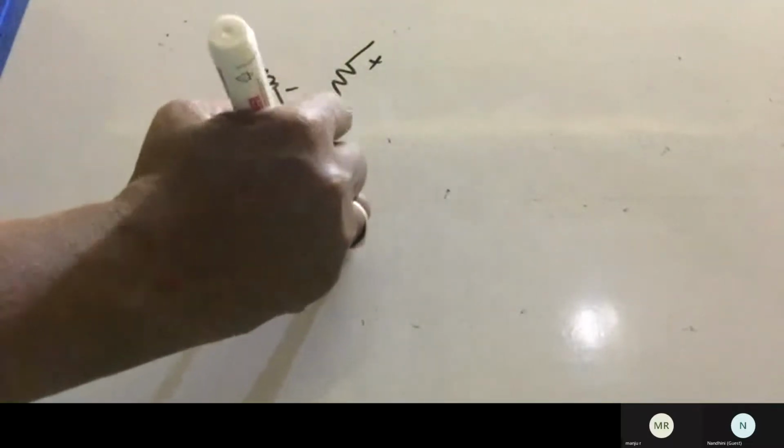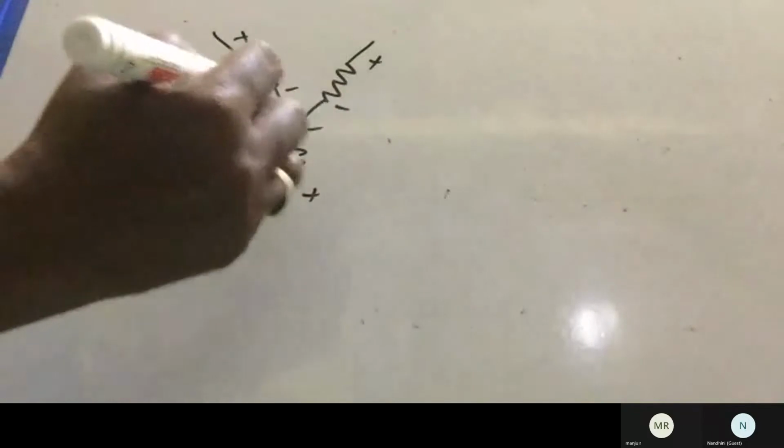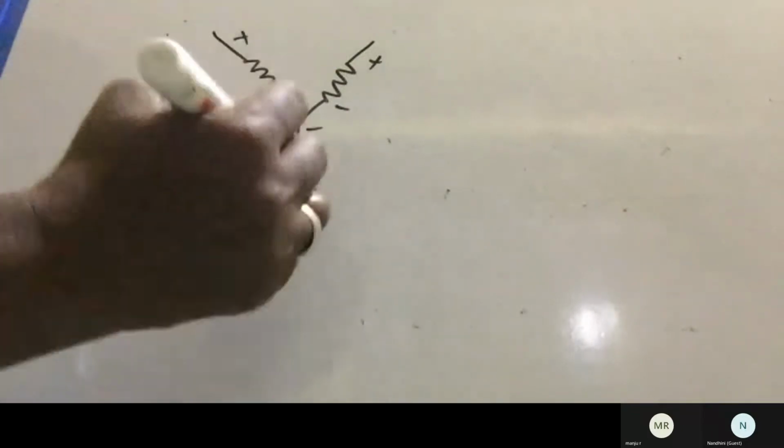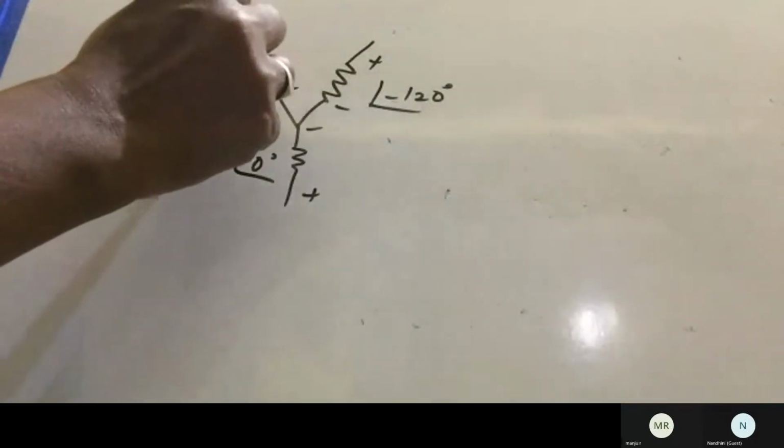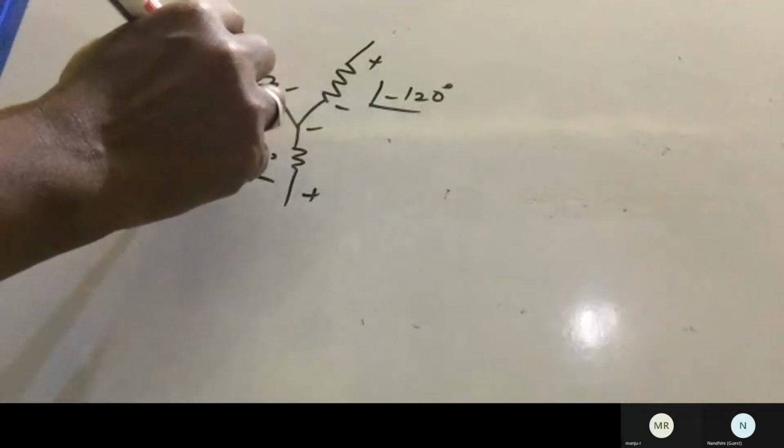What is the star connection? Star connection means the positive and negative of one winding, all the negative winding terminals, will be connected together at one point, isn't it? Suppose if you are taking this as a reference, the angle will be 0, this will be minus 120, this will be minus 240 or plus 120.